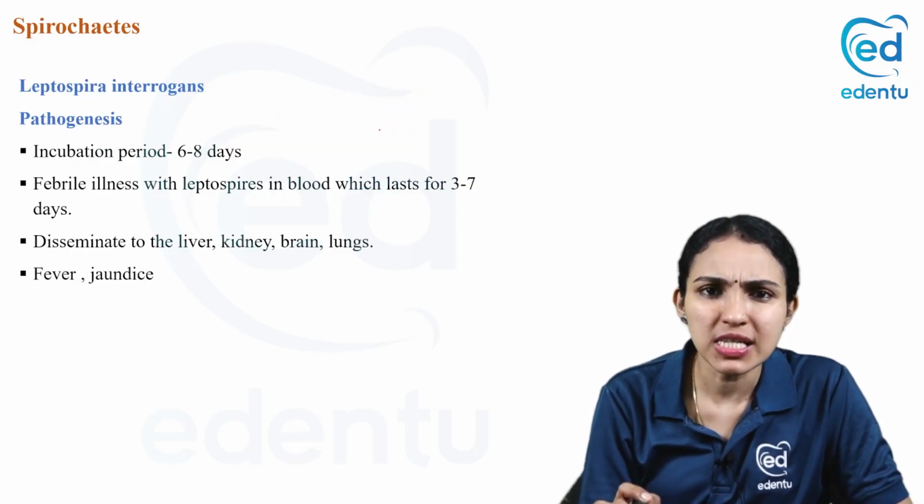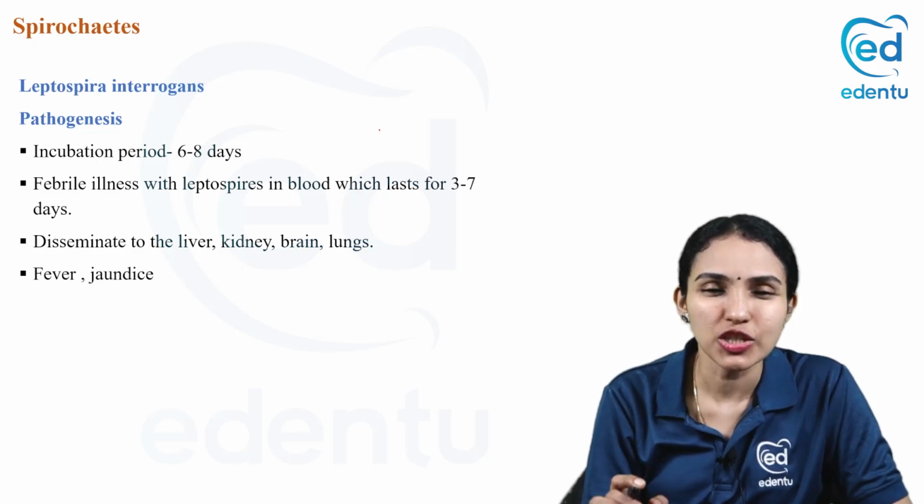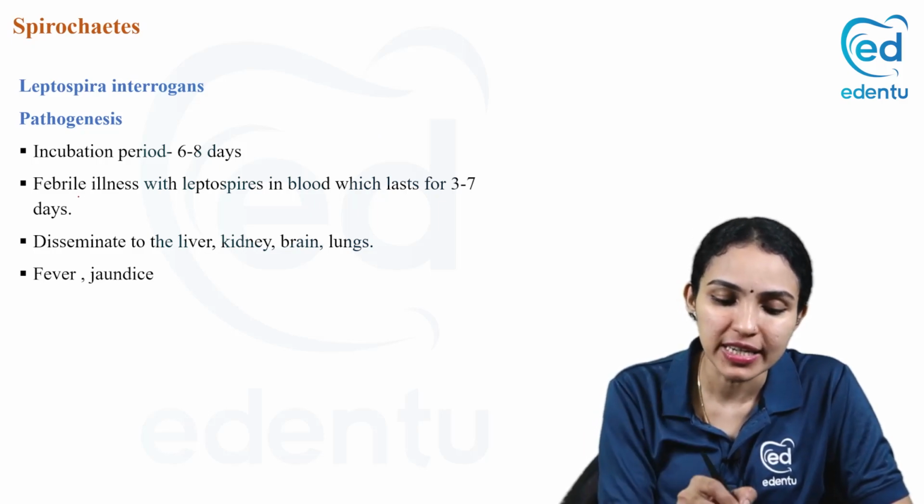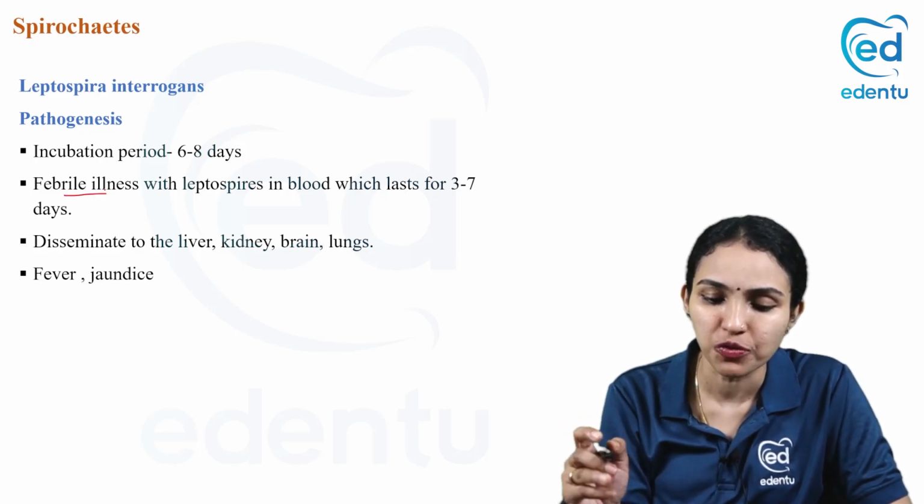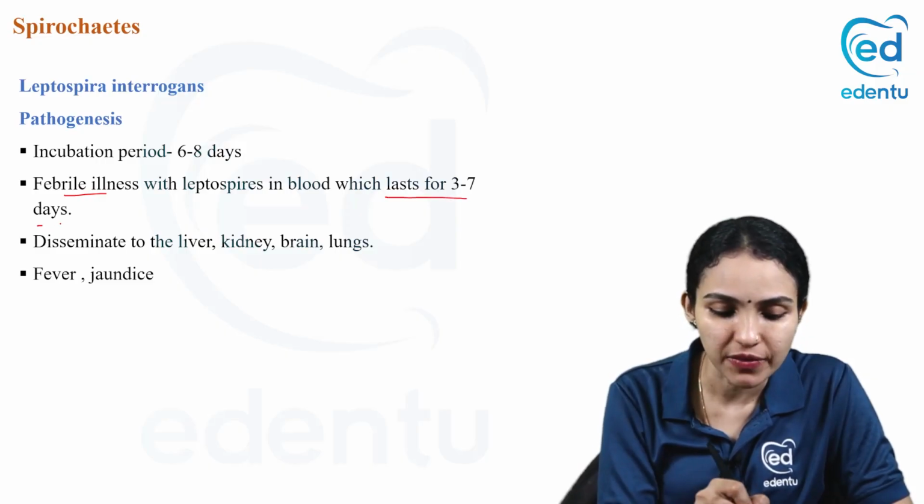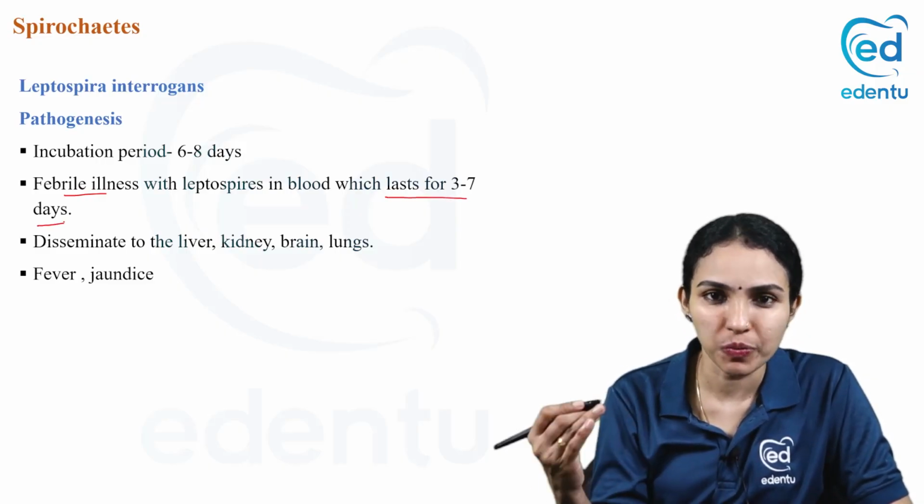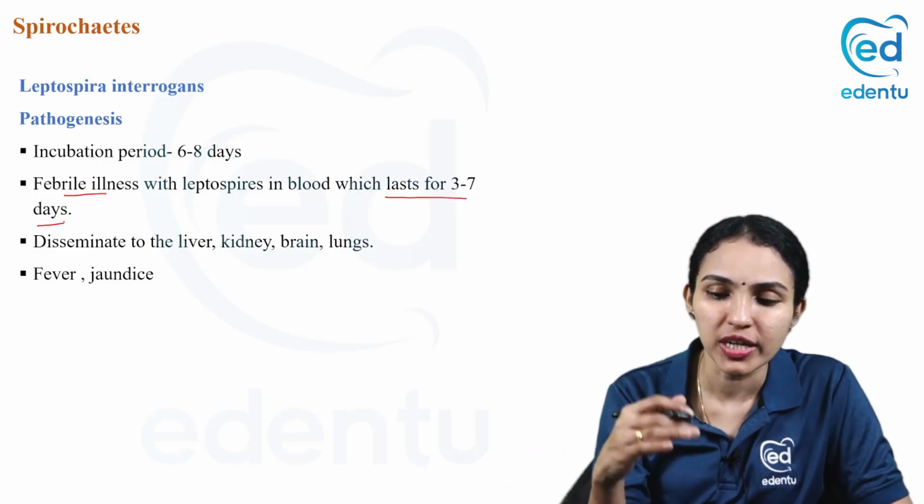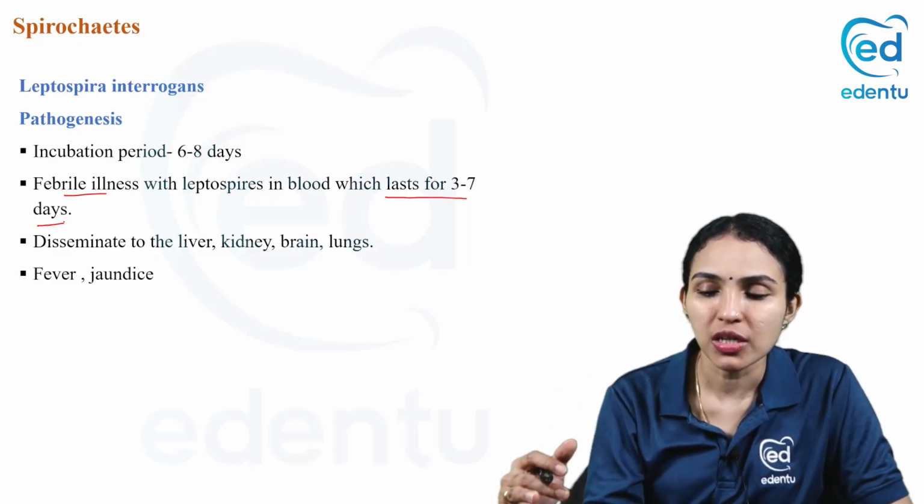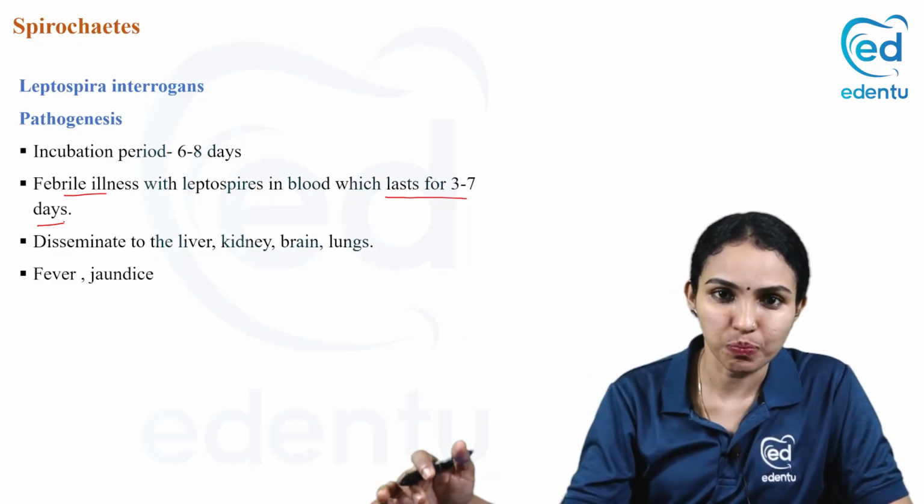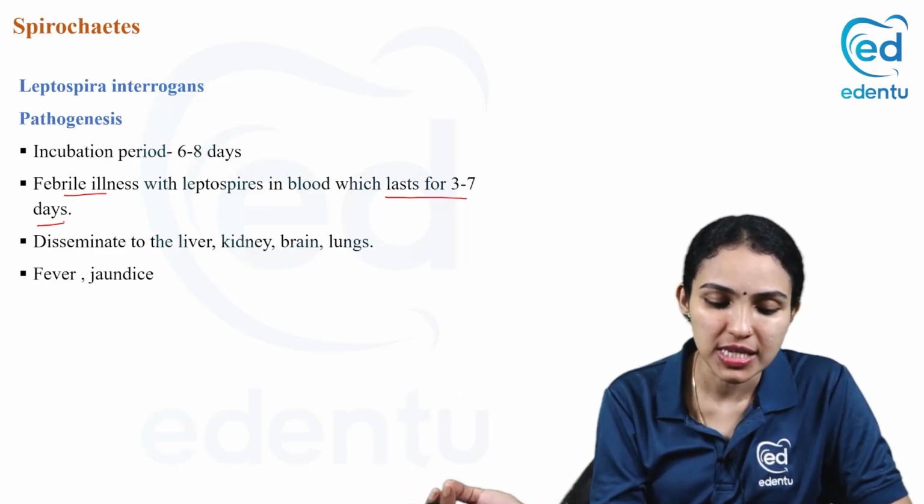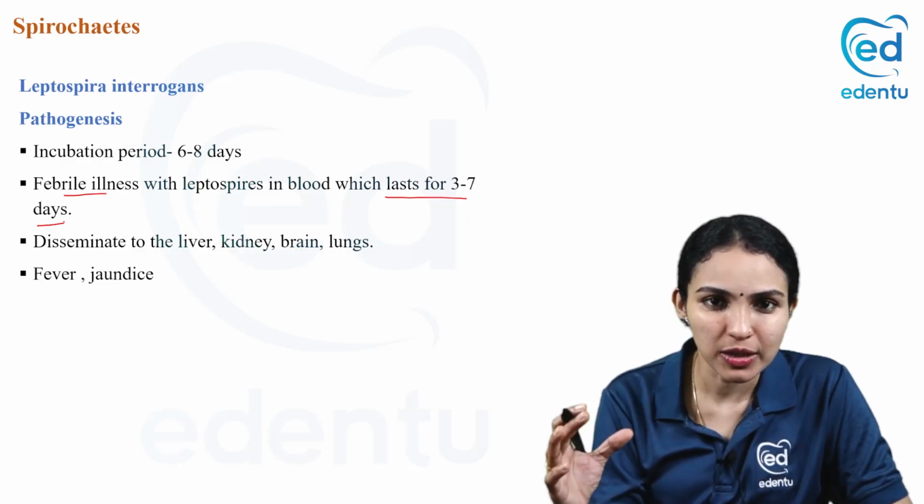So the incubation period is less than 1 week, and it usually presents as a febrile illness. The patient will have constant fever, which lasts for 3 to 7 days, and it can repeat. It can be a biphasic fever: one episode of fever comes down, then it starts peaking again. So it can be biphasic, and first it is a febrile phase.